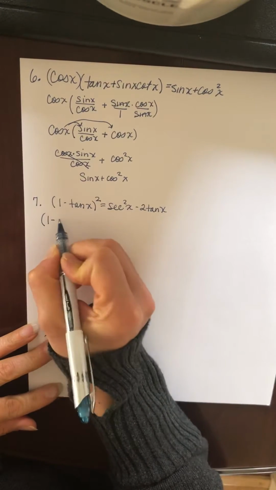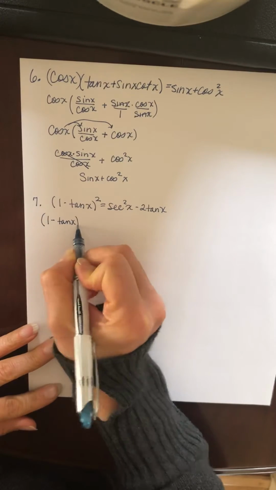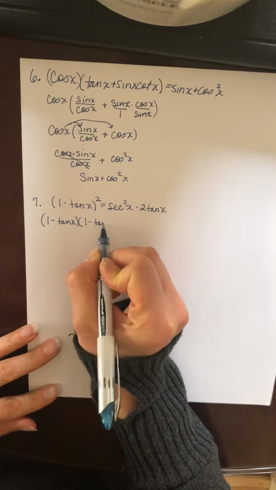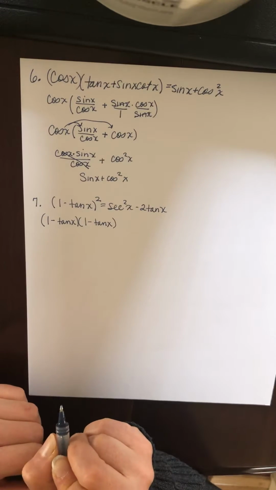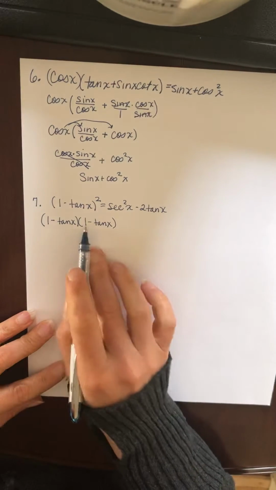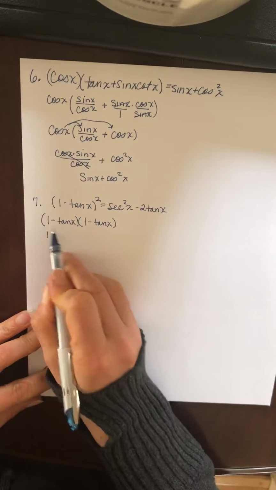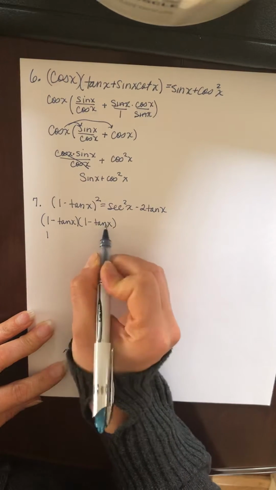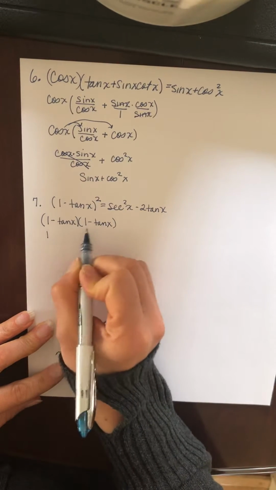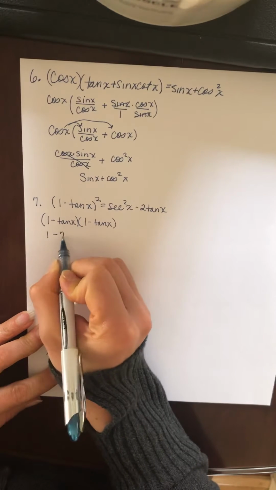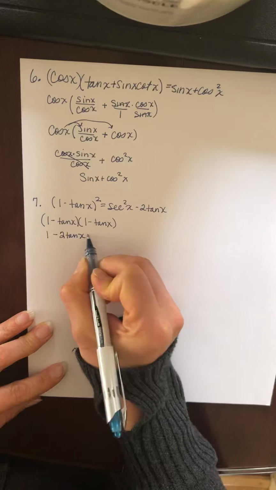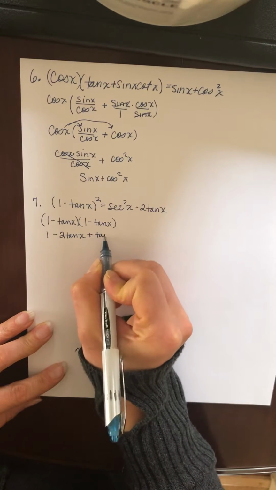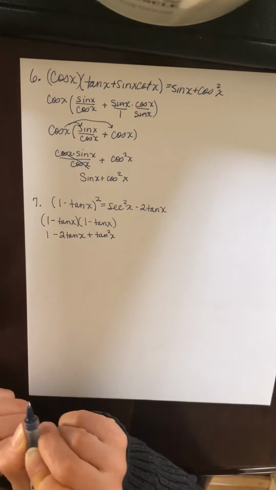So I would have 1 minus tangent of x, if I expand this out, times 1 minus tangent of x. Okay, which means we could do that double distribution or FOIL. So if I were to FOIL this out, 1 times 1, we get 1. My outside terms, I get negative tangent of x. My inside terms, I get negative tangent of x. So that's going to leave me with negative 2 tangent of x. My last terms would give me positive tangent squared x.